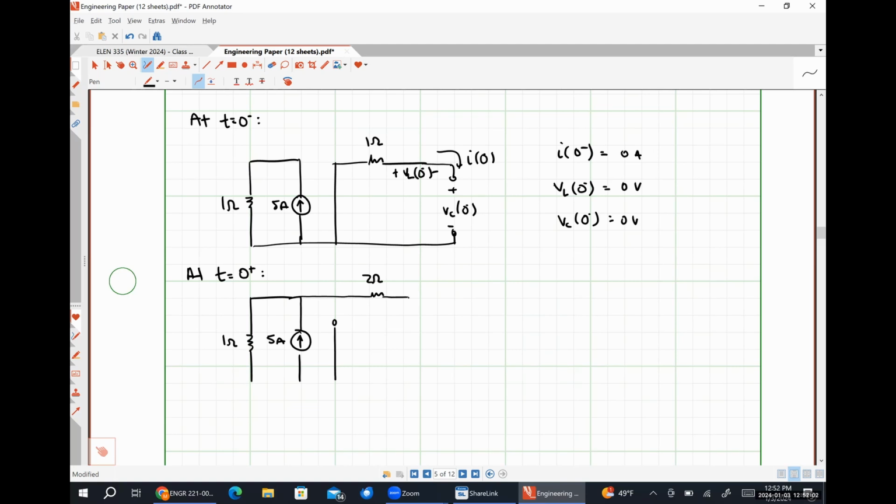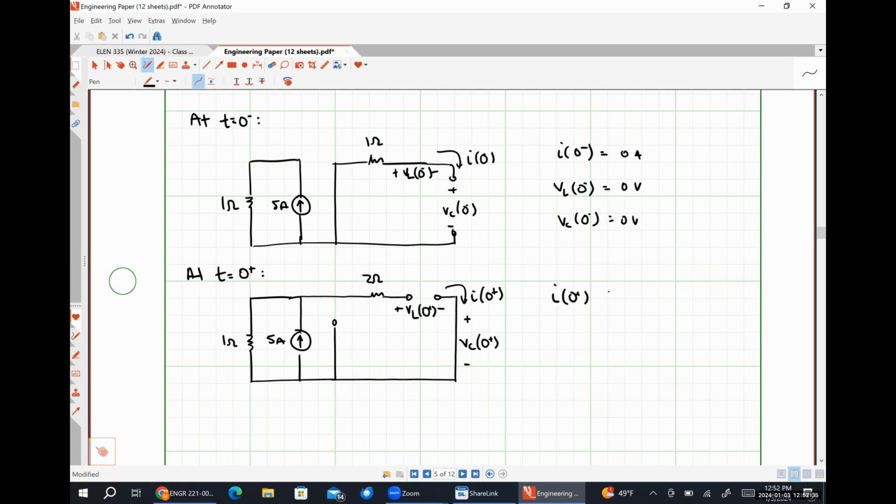Because the current flowing through our inductor was 0 amps, now our inductor is going to look like an open circuit, so a 0 amp current source. Because the voltage drop across our capacitor was 0 volts, it's now going to look like a 0 volt source or a short circuit. So here's I at 0 plus, VC at 0 plus, and VL at 0 plus.